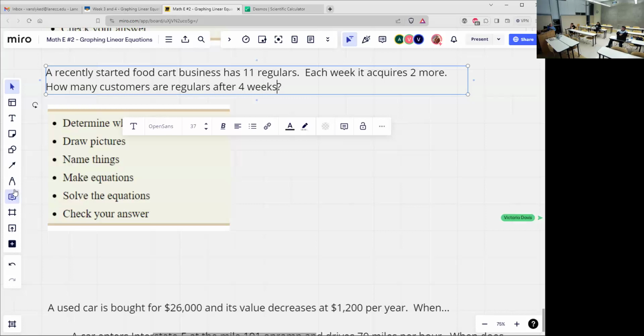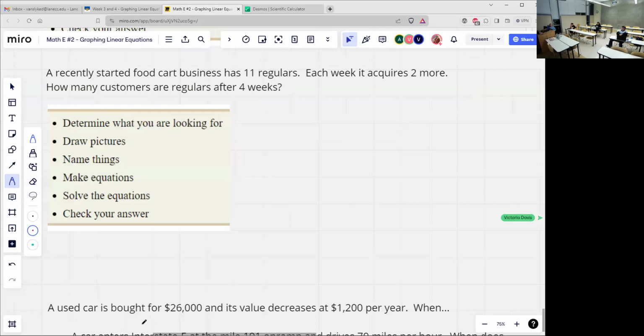So again, we could do this as a specific one. That is again what our brain most naturally does, is not think with variables, but with specific numbers. So this would be that it started with 11, and we have 4 times 2 more. So 11 plus 8 is 19 regulars after those 4 more weeks. And for my labels again, this is weeks. This is customers. And this is also the customers. Regulars.